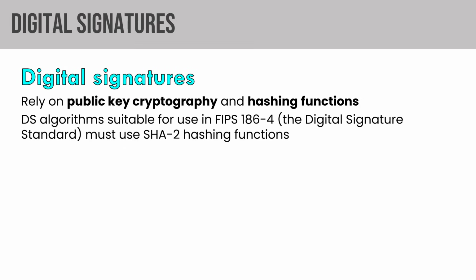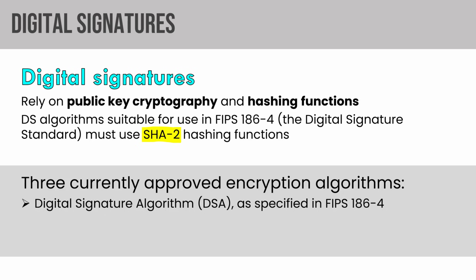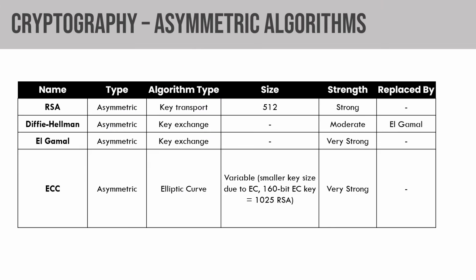So digital signatures. Digital signatures rely on public key cryptography and hashing functions. So digital signatures have to use SHA-2 nowadays. And there are 3 currently approved encryption algorithms for digital signatures. You've got DSA, you've got RSA, and you've got elliptic curve DSA. All right, asymmetric algorithms. So we just touched on RSA, El-Gamal, and ECC, and remember El-Gamal is based on Diffie-Hellman key exchange, right? So this is a small table to memorize. I didn't give you much in terms of memory devices here because it's pretty small.